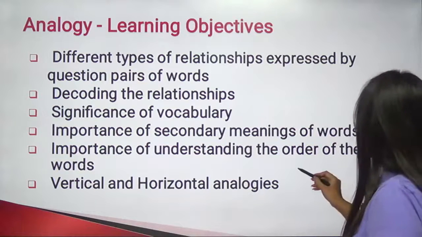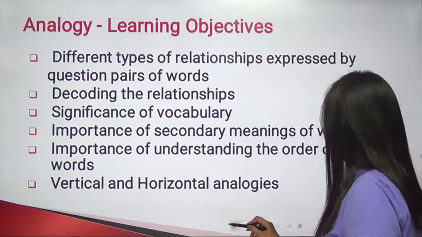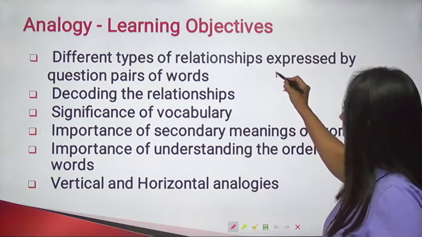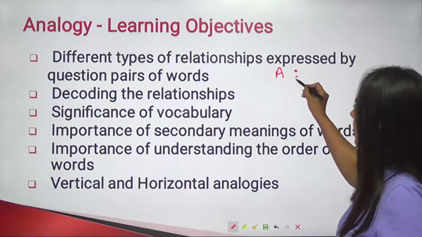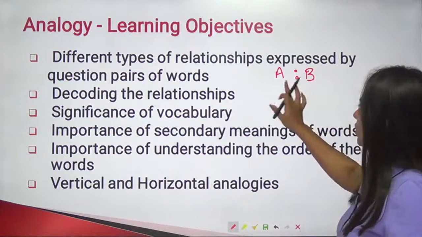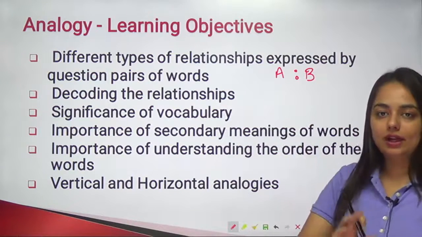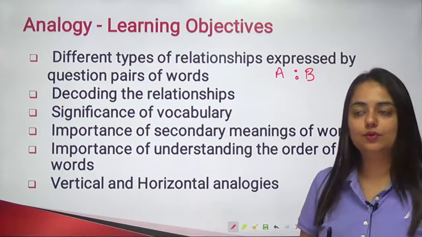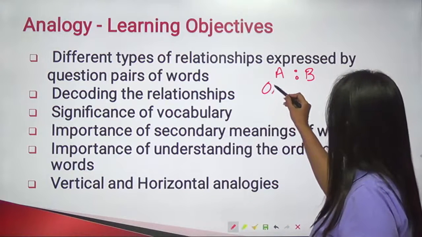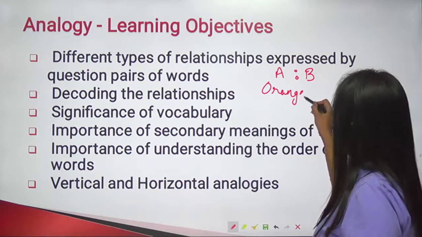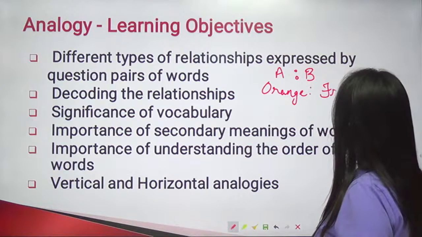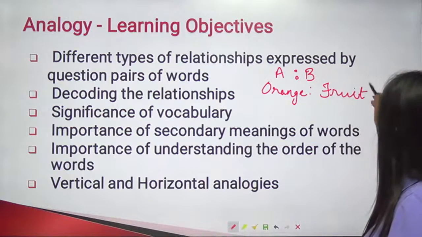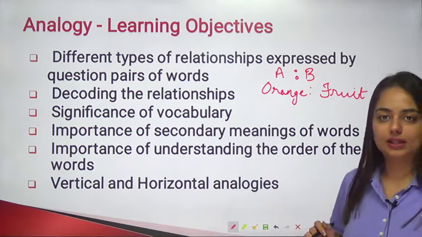Now if I have to show you one example, an analogy question is given in this form. I am taking two variables, A is to B. You can put any things into these two places, replacing these two variables. For example, we can write orange is to fruit. So this is the format of the question that you will see in the exam.